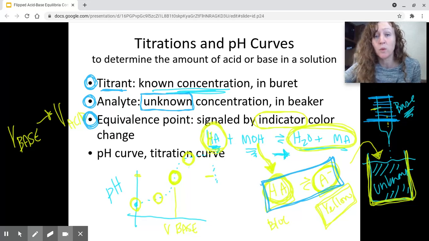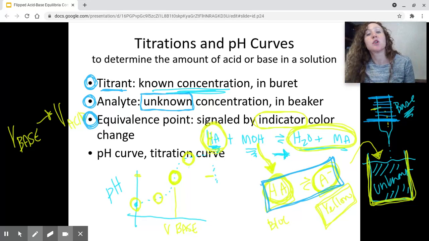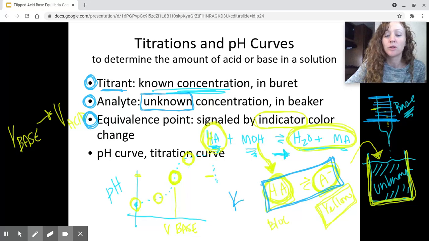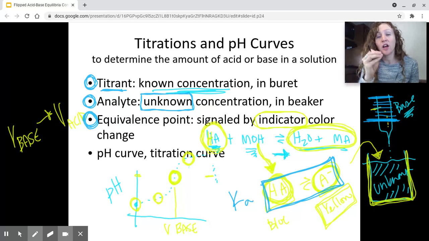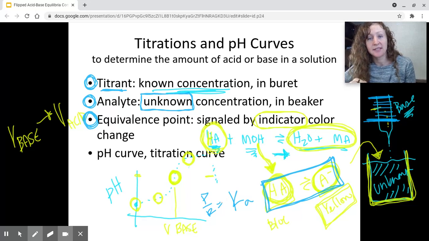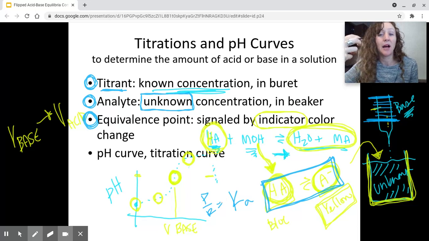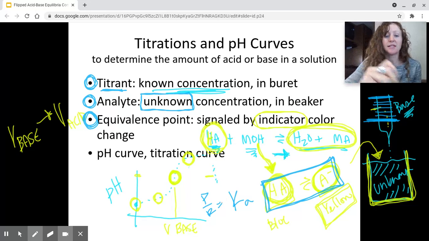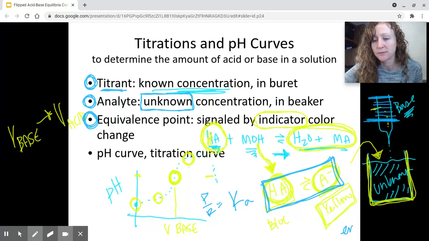Remember, indicators are weak acids, right? So weak acids all come with their own Ka. They all come with their own ratio of products to reactants at equilibrium, and the equilibrium for each indicator will be different. And so we'll talk a little later on about how you choose an indicator. Now the pH where the indicator changes color is actually called the end point.